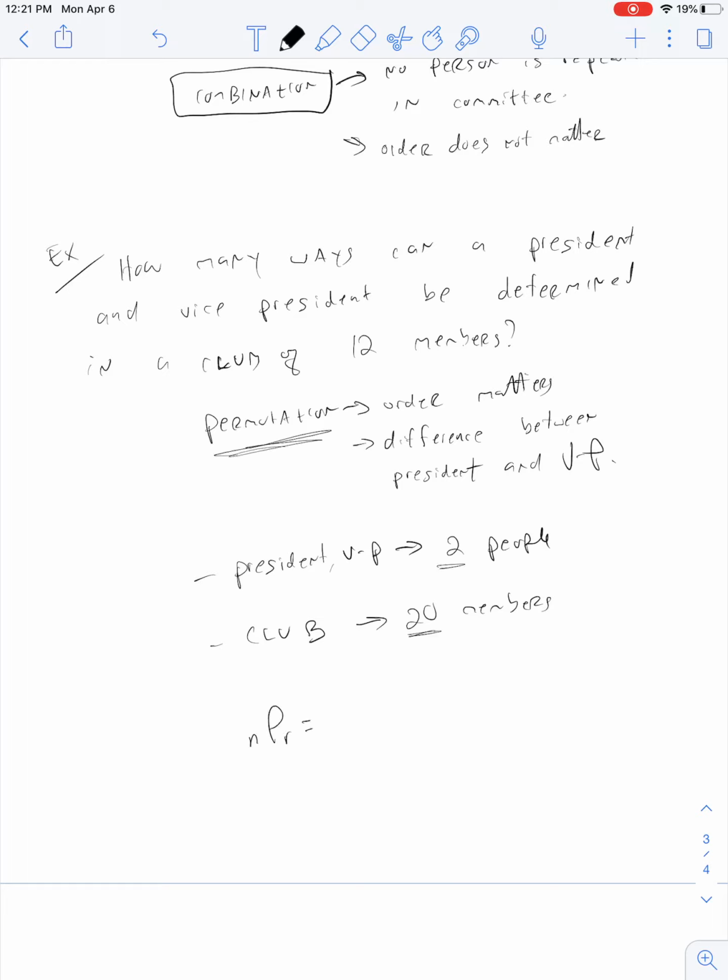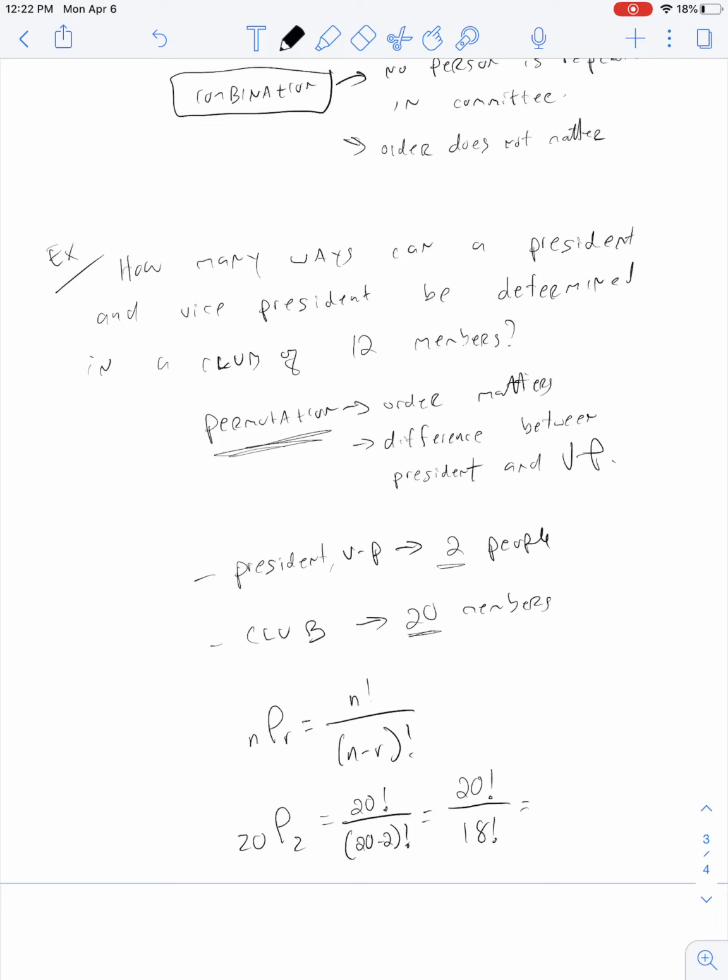So we're doing nPr, which equals n factorial over n minus r factorial. And as I mentioned earlier, 20 is going to be the bigger number, right? So 20 is our n, and then we have our 2 here. So we just replace 20 factorial over 20 minus 2 factorial, which is just 20 factorial over 18 factorial.